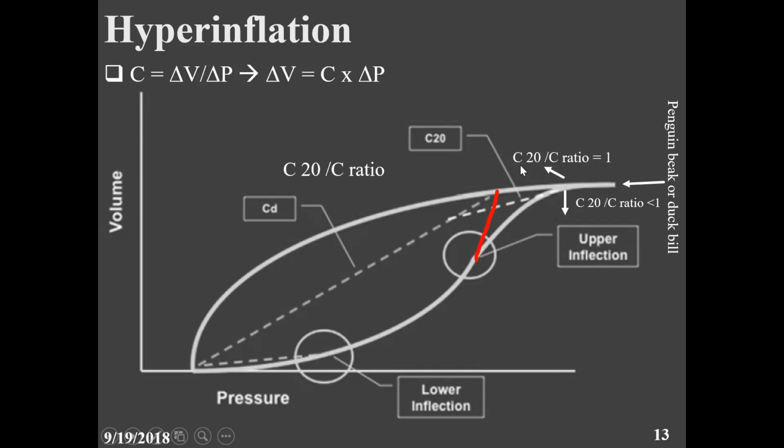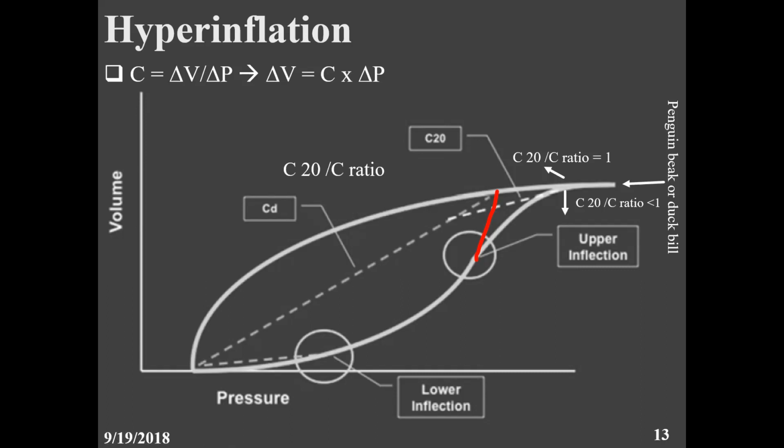So if the machine shows you that C20 divided by C equals 1, it means you have overinflation. The best is to have it less than 1, and the beautiful thing is less than 0.5. Again, you can see a good distance between the compliance dynamic and the inflation, and also the distance between the C dynamic and the deflation. So the hysteresis is good. Questions? Any question?